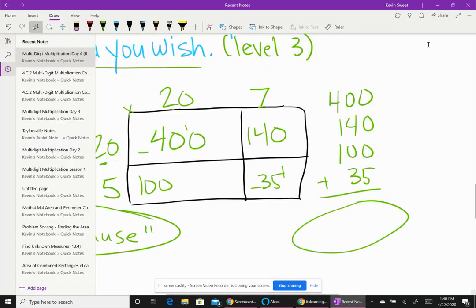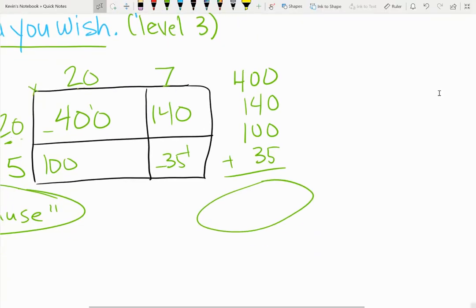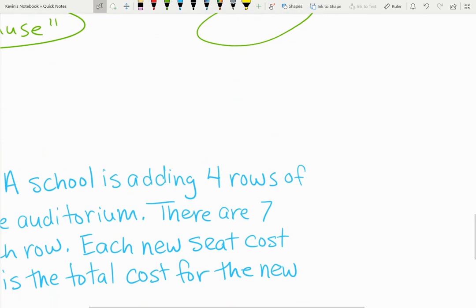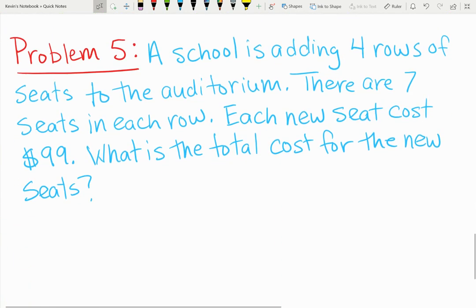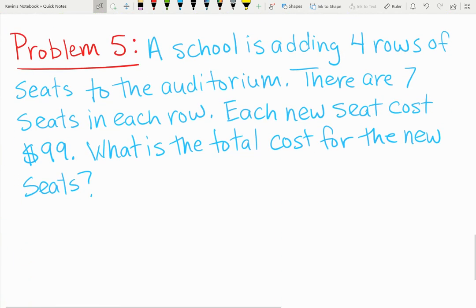Welcome back. We are on our last problem, so we're heading to problem number 5. We will do this one together. We'll start out together and I'll let you guys finish and answer on It's Learning. So problem number 5. The school is adding 4 rows of seats to the auditorium. There are 7 seats in each row. Each new seat costs $99. What is the total cost of the new seats?